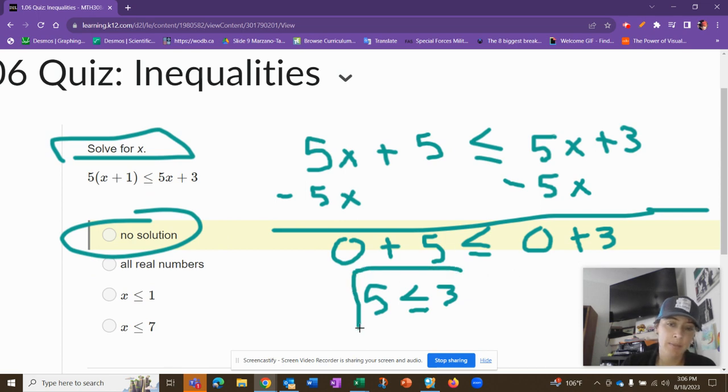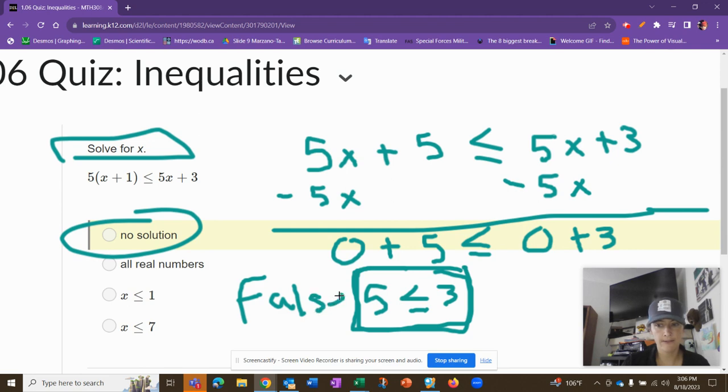So when your variables cancel out, disappear, get subtracted, something happens and you're solving correctly. It wasn't a mistake. Your final statement, your simplest form, is a non-true statement, so there's no solution. It means there's absolutely nothing x could equal to make that inequality true. No value of x will ever make that inequality statement true. It's not because the variable disappears that there's no solution. It's because the final thing, 5 is less than or equal to 3, is false.